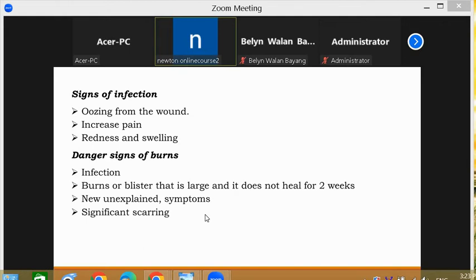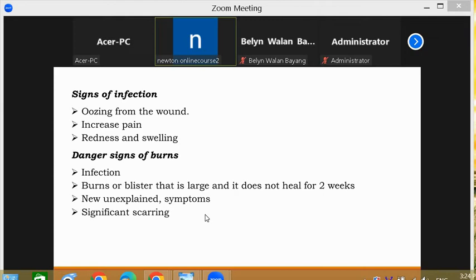So that means the wound that is burned is going for the infection. So if you found any oozing or fluid oozing continuously from the patient's wound, and if the patient is complaining of severe pain, and also the patient is telling about the redness and swelling, so these are the signs of the patient's burn getting infected.